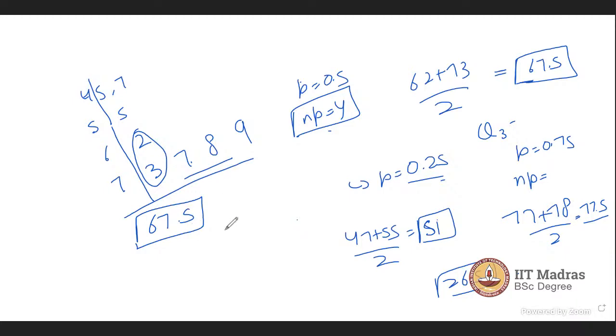Sir, it is told that all of the ratings are converted to 40 points. We need to do half of it. 40 points, so 40 by 100, right? Yeah, 40 by 100.